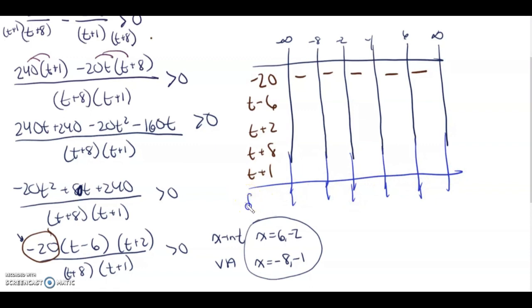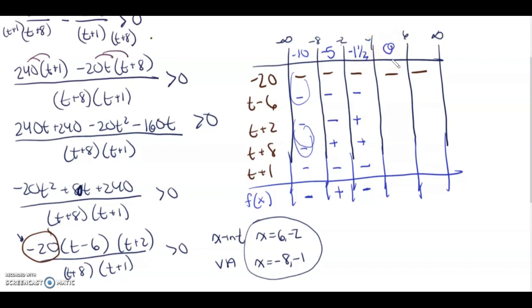For a number between negative infinity and negative 8, let's go negative 10. So we get negative, negative, negative, negative. We get negative. Between negative 8 and negative 2, let's go negative 5. So negative, negative, positive, negative. Between negative 2 and negative 1, let's go 1.5. We get negative, positive, positive, negative. So that's actually negative still.